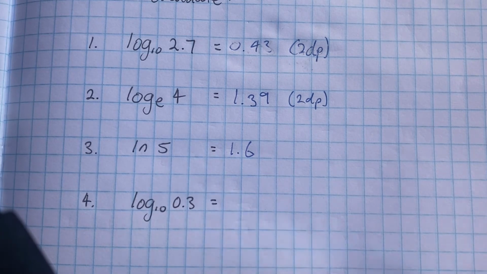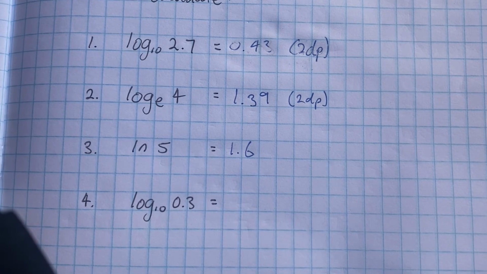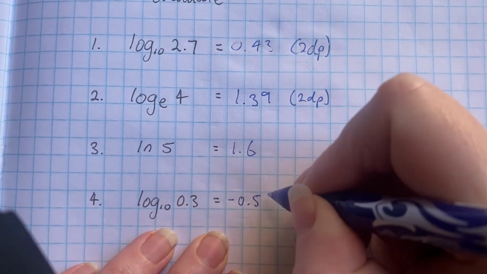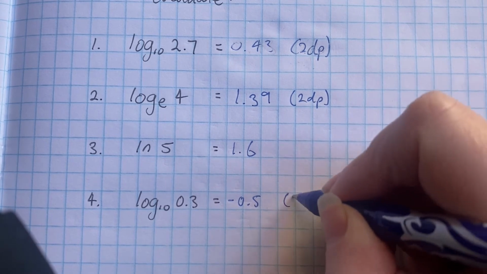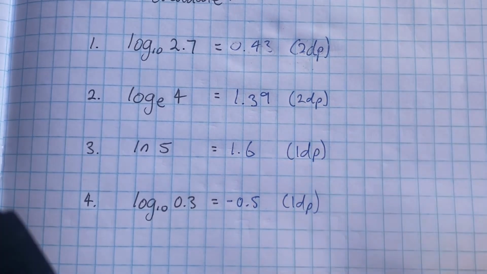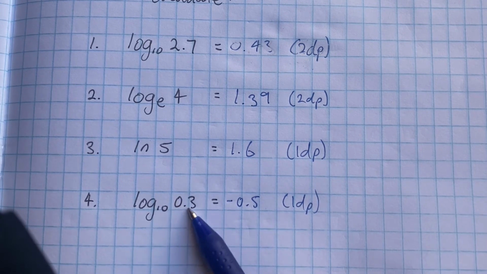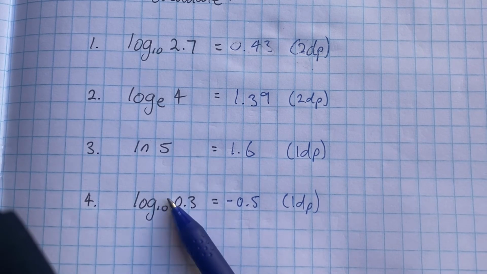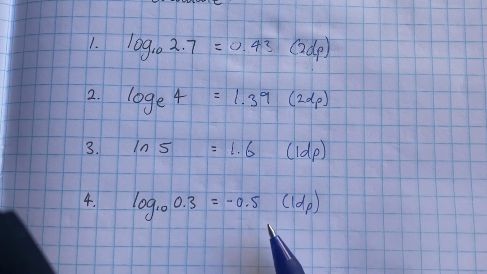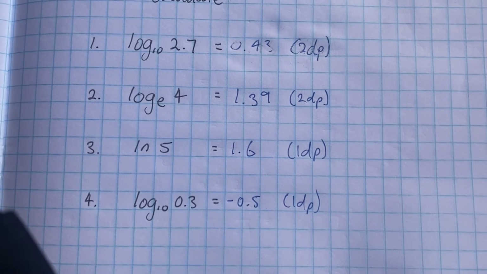And the last one, log base 10 of 0.3. So have a go yourself, log 0.3. Now, one thing to notice here is you do get a negative answer. That's just to 1 decimal place each of those. The reason you get a negative answer is because it's like a negative power: 10 to the power of some negative equals 0.3. So the powers are the bit that can be negative.